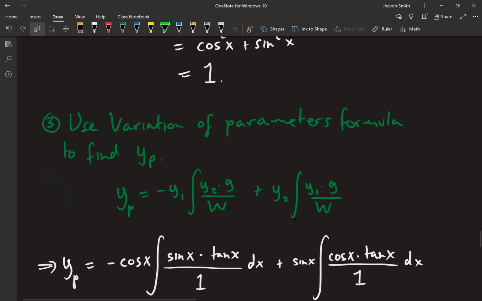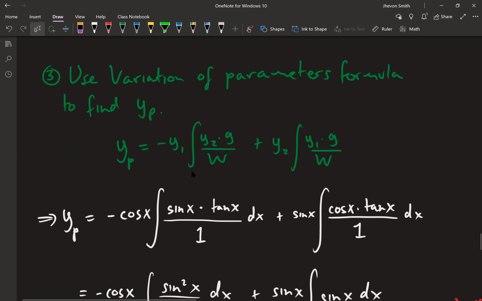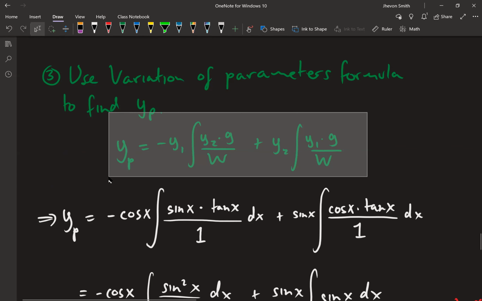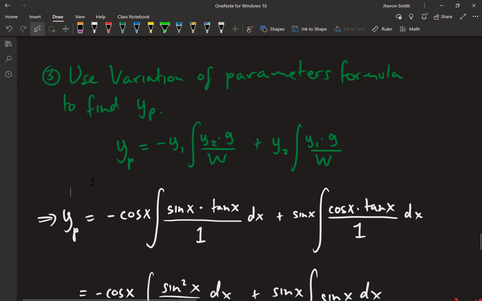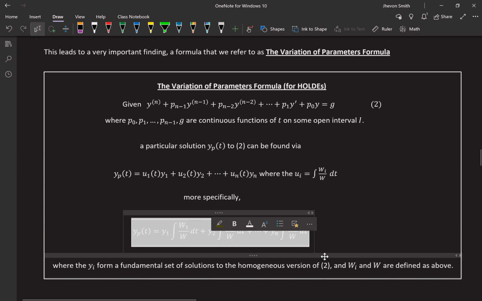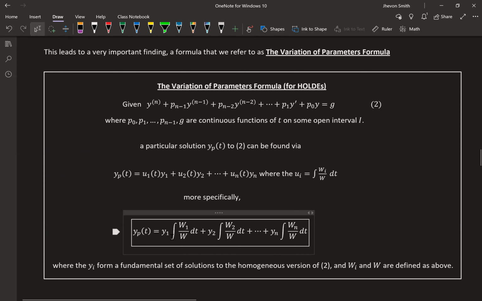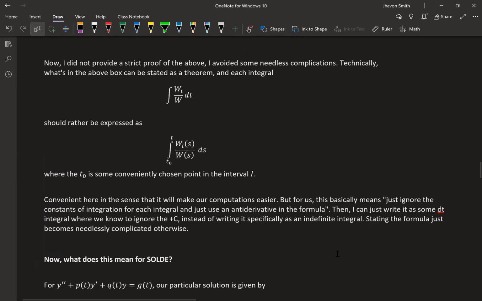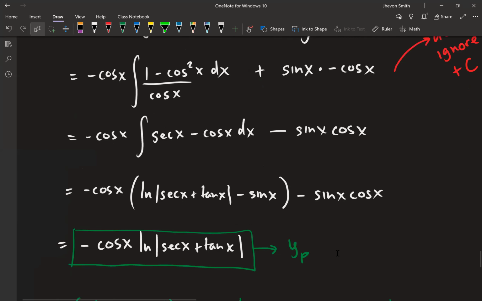That's there. Then you plug into the variation of parameters formula. This is a formula that helps us find yp. And of course, at this point, you should have this memorized for second order. And it's pretty easy, I think, to memorize the general order as well, because it has a very repetitive pattern. So it shouldn't be too hard for you to memorize that.